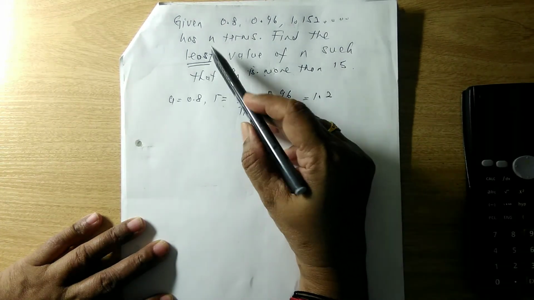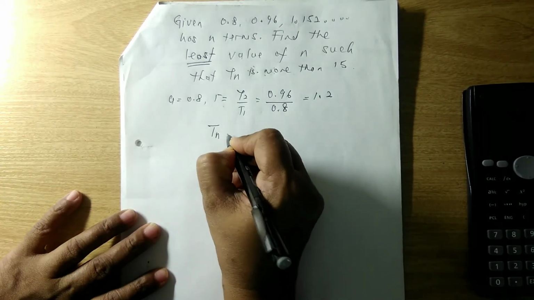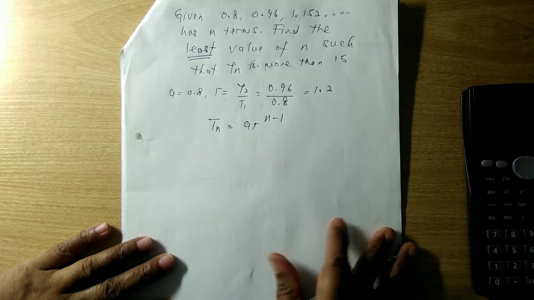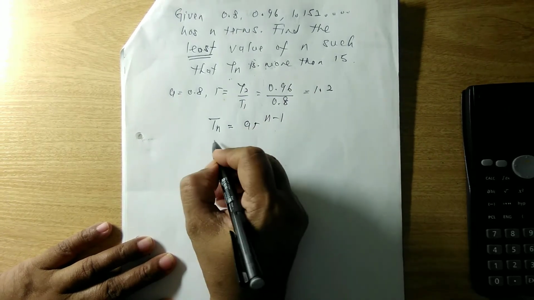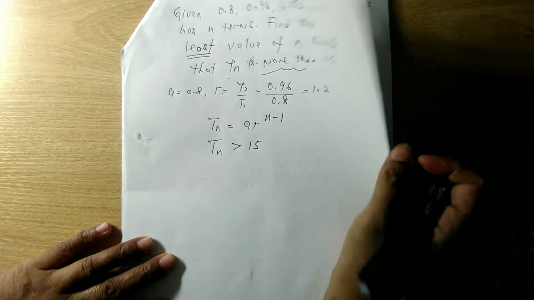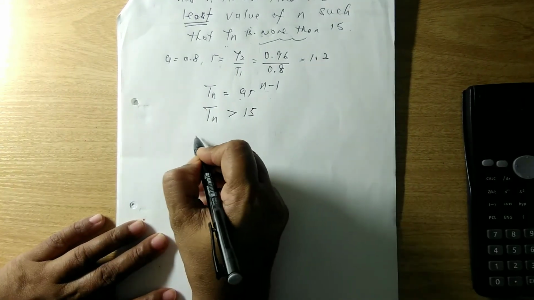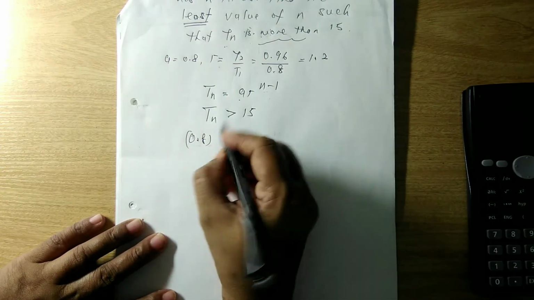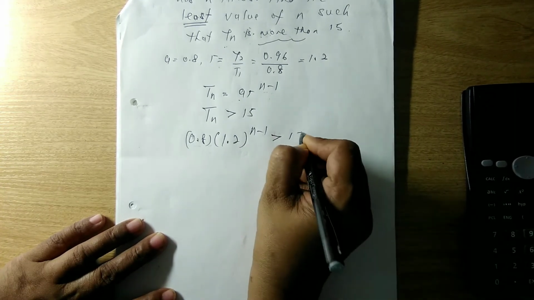Such that the least value, that means the smallest, right? Tn equals a r to the power n minus 1. That's my formula, and they say Tn is more than 15. Tn has to be greater than 15. So now substitute: a, r is 1.2, n minus 1 must be greater than 15.